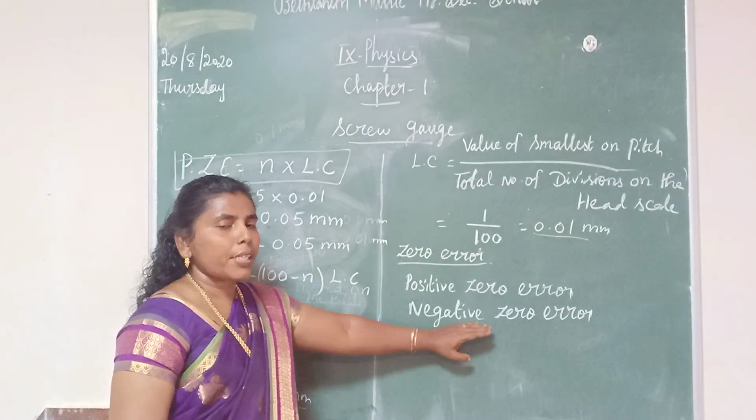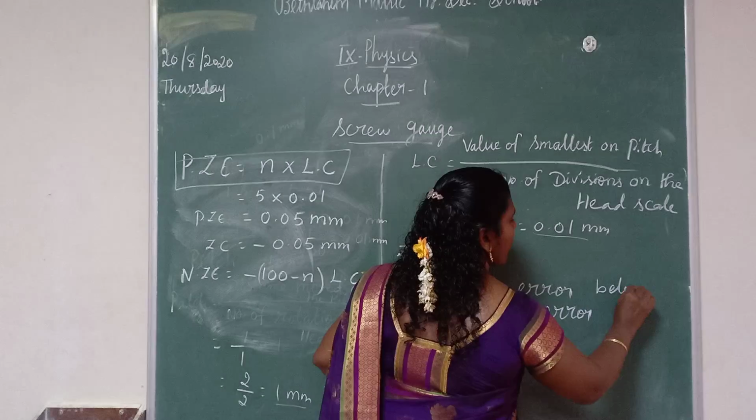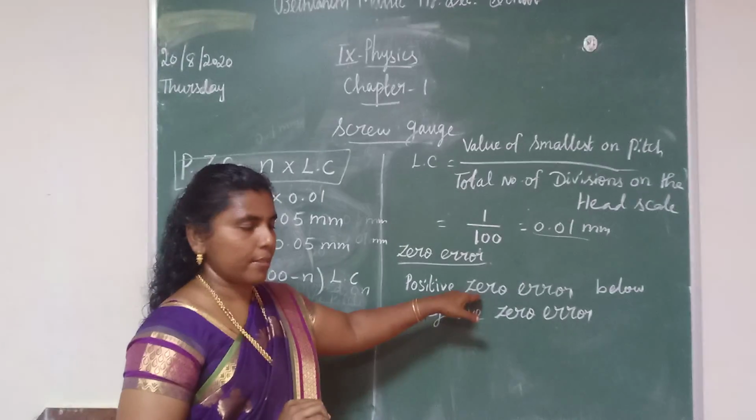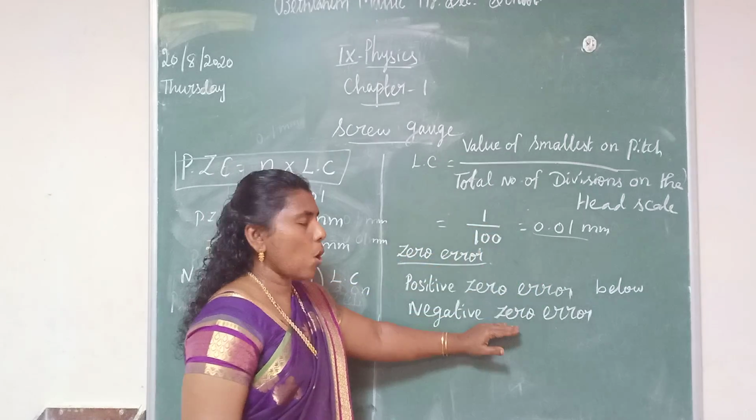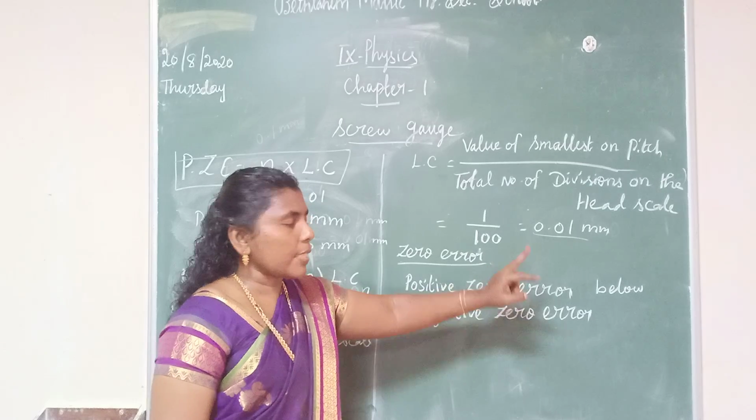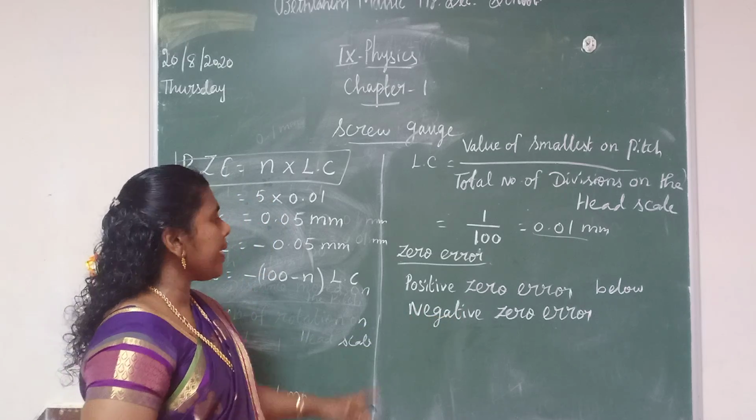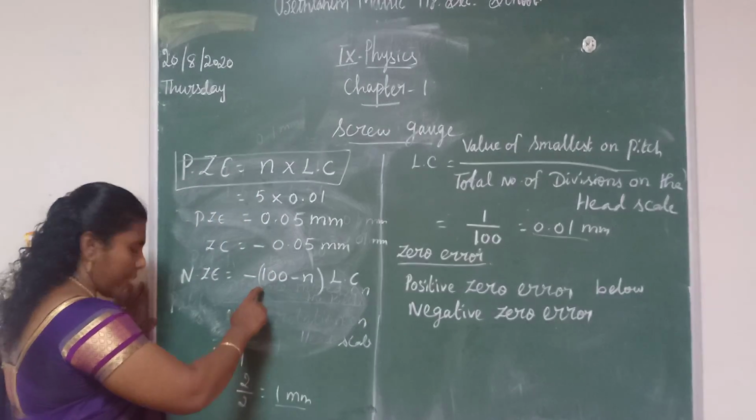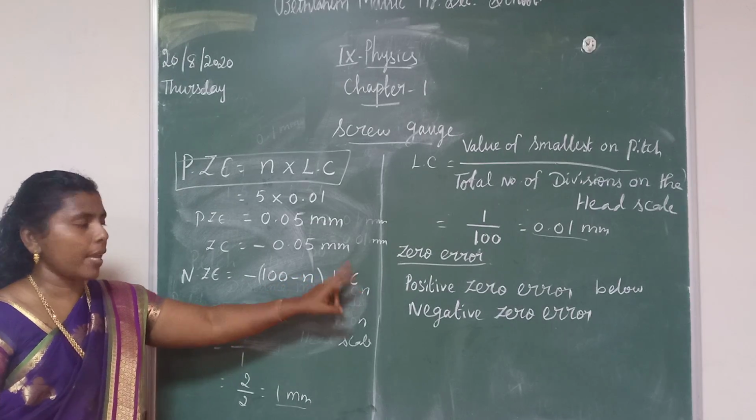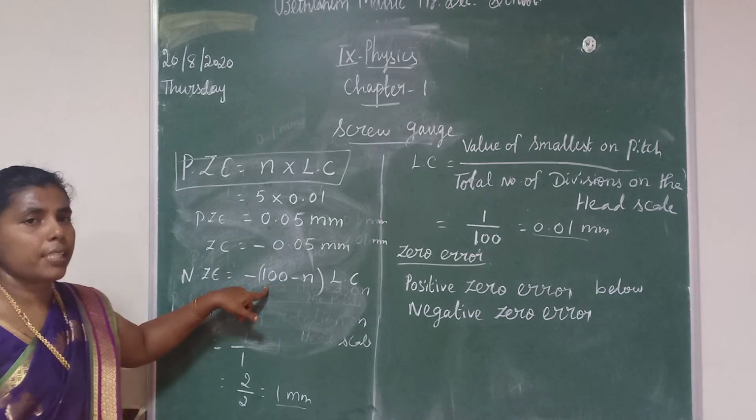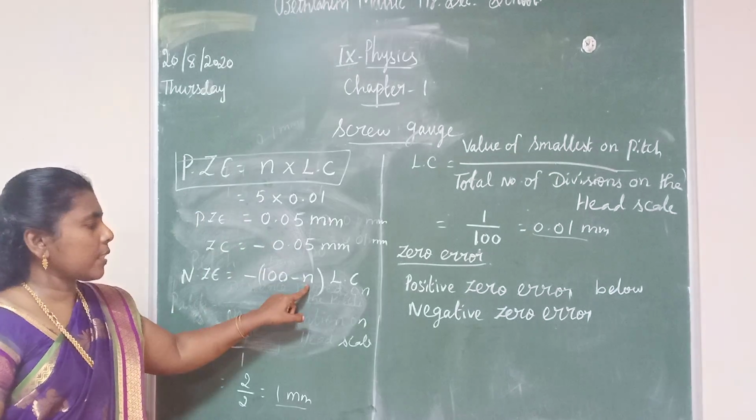Let us see what negative zero error is. Before, we learned that in positive error the 0 of the head scale lies below the pitch scale axis. Here the 0 of the head scale lies above the pitch scale axis, and this is called negative zero error. The formula for negative zero error is minus of (100 minus N) into LC. Here 100 is the number of divisions on the head scale, N is the number of divisions coinciding.